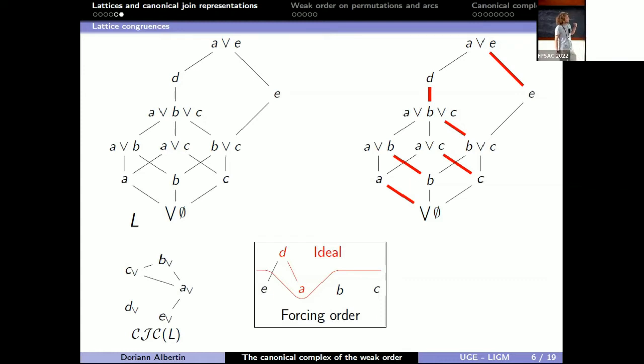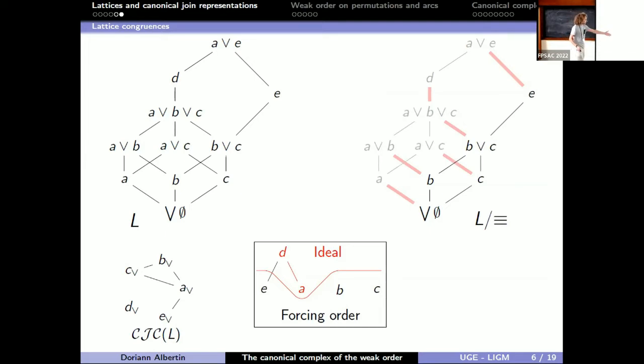Now, one neat way to see the quotient lattice with this drawing is just to look at the poset induced by the bottom elements of all of my classes. And so this is the quotient lattice associated to this ideal of the forcing order. So now I think this is clear. I just need to make precise the statement about the relation between canonical join complexes and lattice congruences.